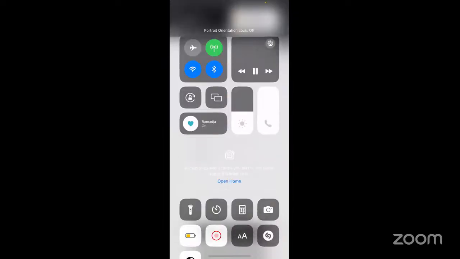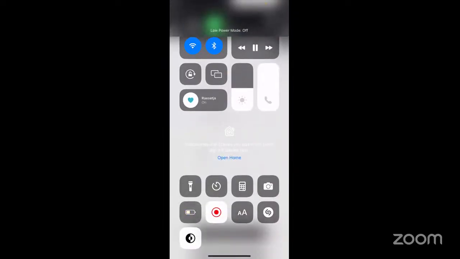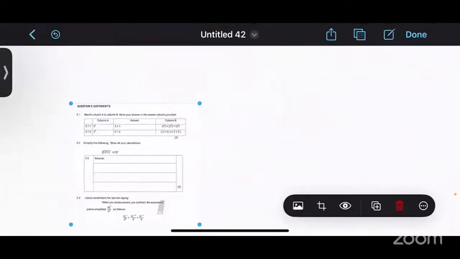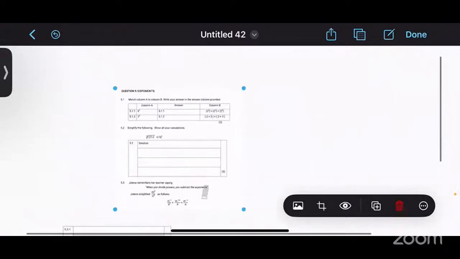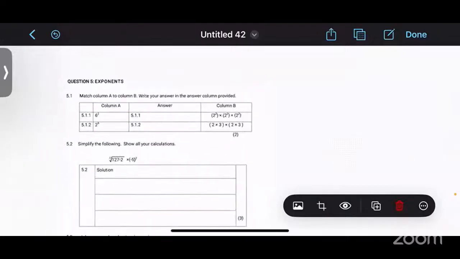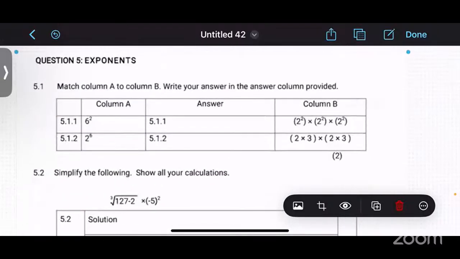You guys able to see? Or do I need to rotate my phone? You guys able to rotate? Guys, are you able to see? Yes.